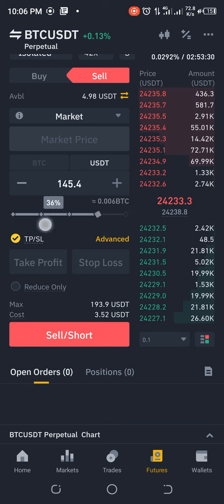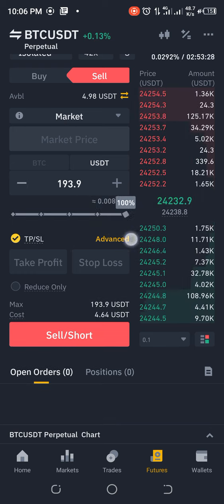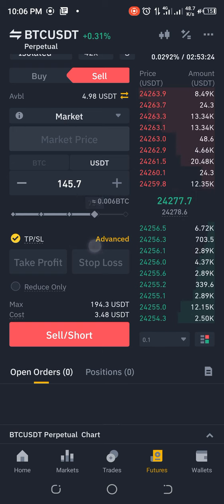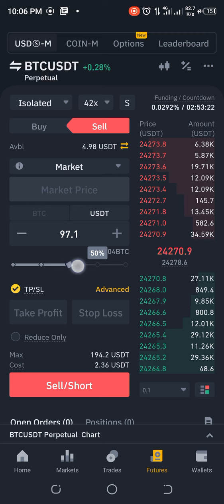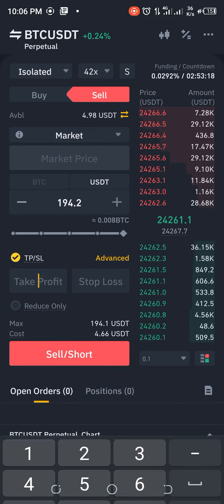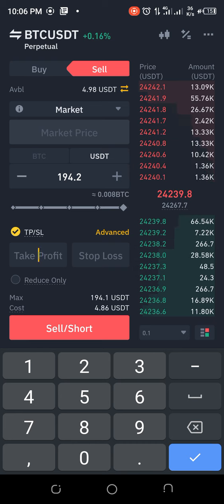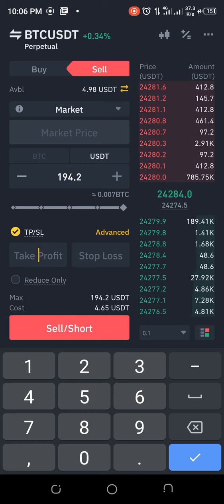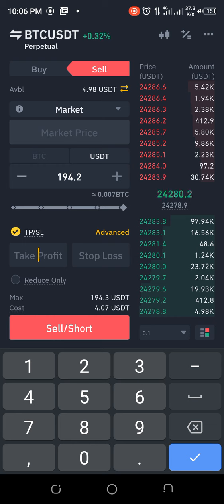Then you can drag here, like I told you, how much percentage of your available balance on futures that you want to use. Then these are your take profit and stop loss. You set your take profit and stop loss. What take profit means is that when you are in the trade, if BTC gets to some price, take profit, close the trade and take the profit.